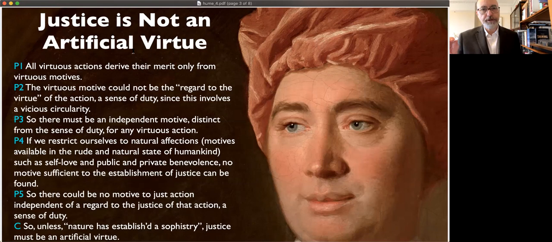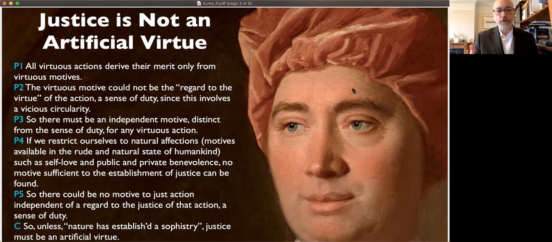But look, before we can understand the circularity and how this might produce some kind of incoherence sufficient to drive a reductio, we first have to understand Hume's claim that all virtuous actions derive their merit from virtuous motives, because it's going to play a key role in generating that circle. Okay, so that's the overall structure of the argument. And now for the remainder of the lecture, I'm going to go through and talk about the individual parts of it.